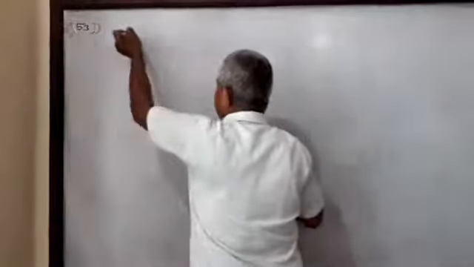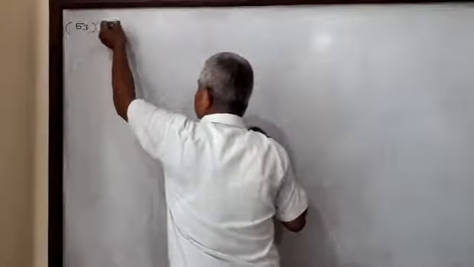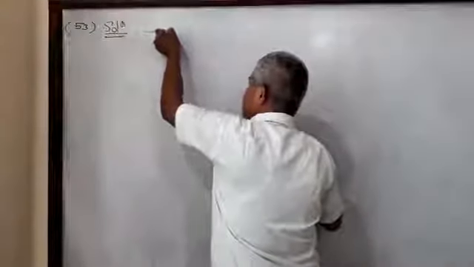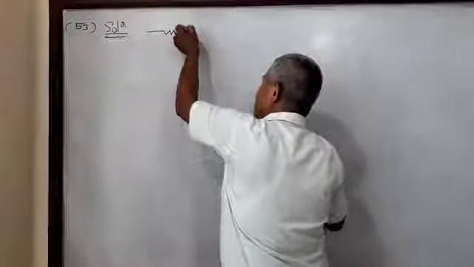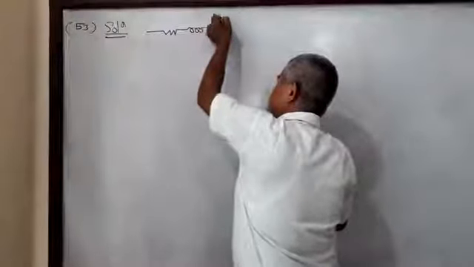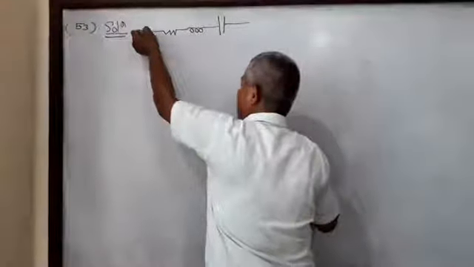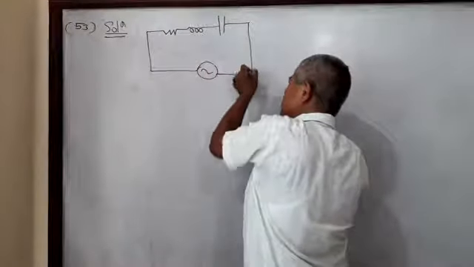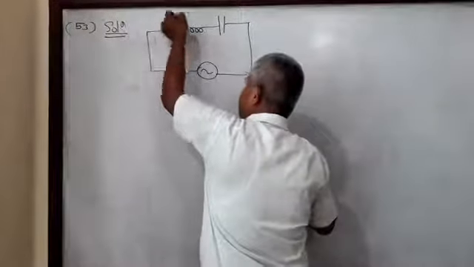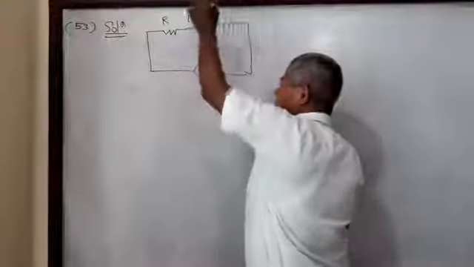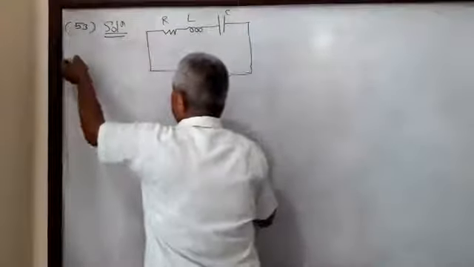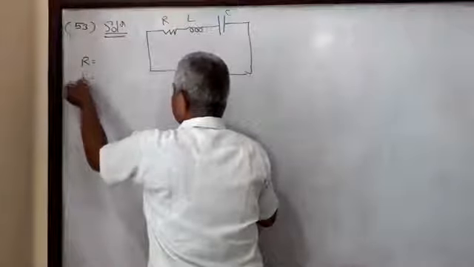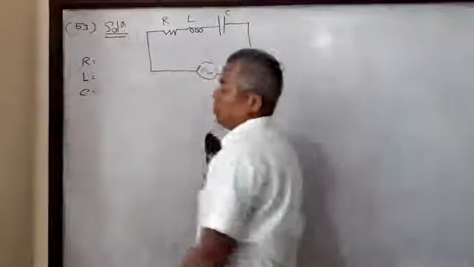The circuit contains a resistor, inductor and capacitor, L, C and R together. R has a value given to us, L is also given to us, and C is also given to us.